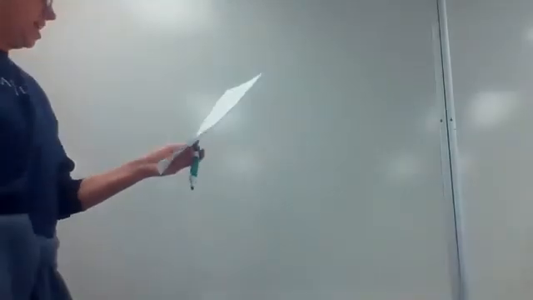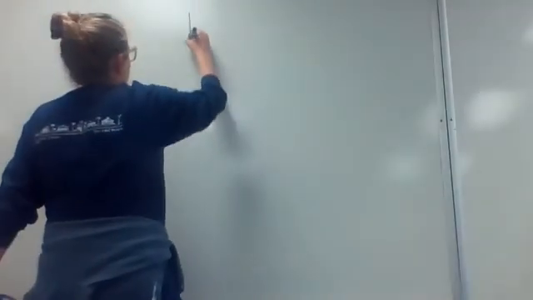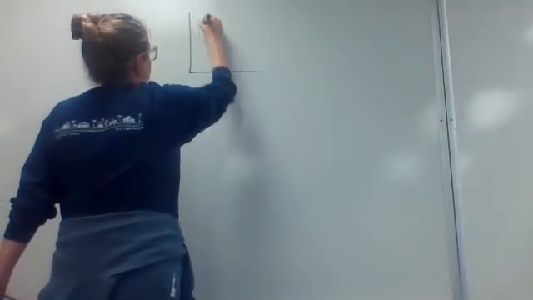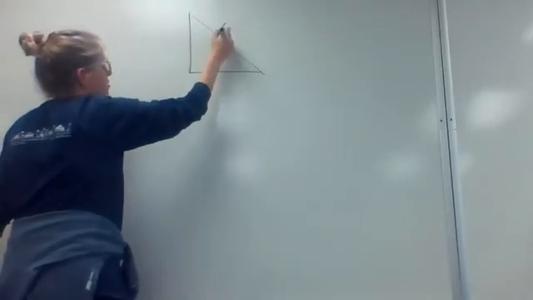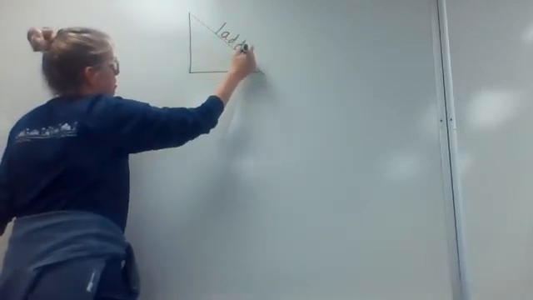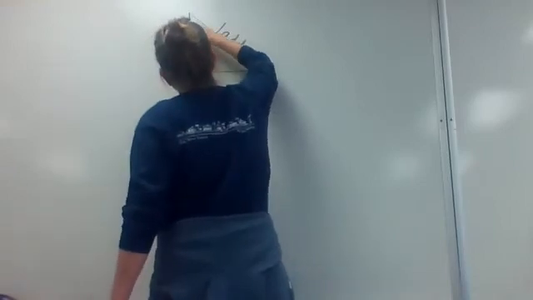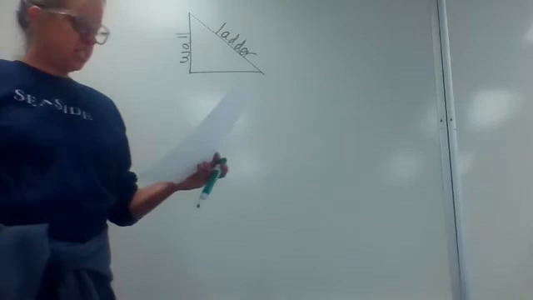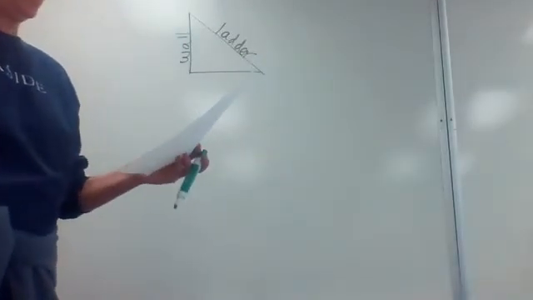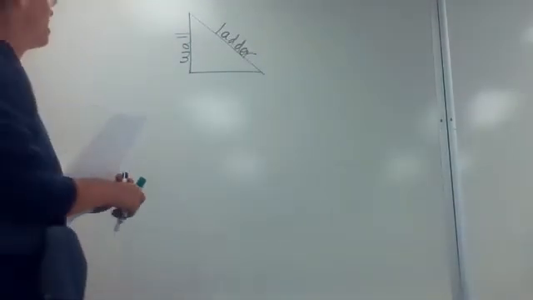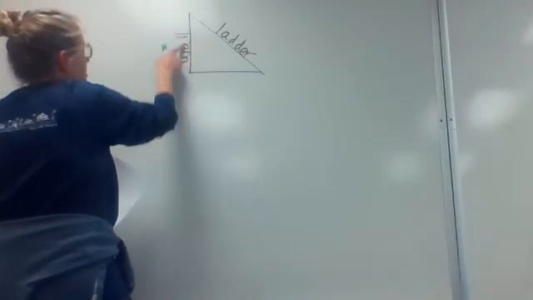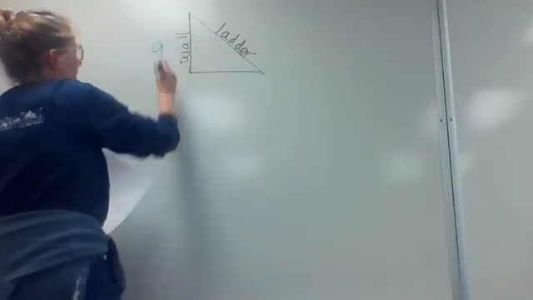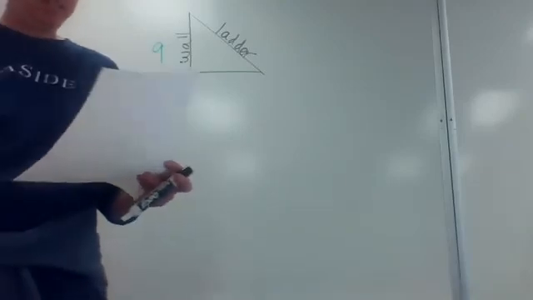All right, number 7. A ladder is resting against the wall. Here's my ladder. Here's the wall. The top of the ladder touches the wall at a height of 9 feet. So that side is 9.